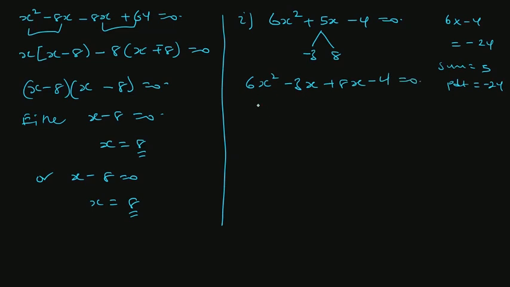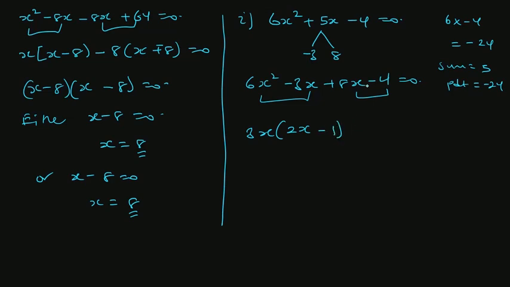Factorize out what is common here. Group and factorize out what is common here. I have a 3x. When I take out a 3x, here I remain with a 2x. Then here what do I remain with? I remain with minus 1.